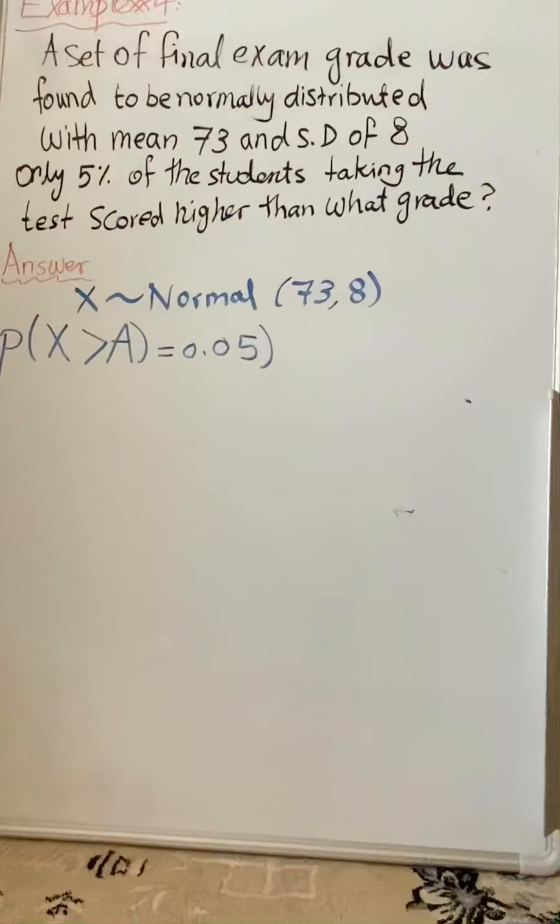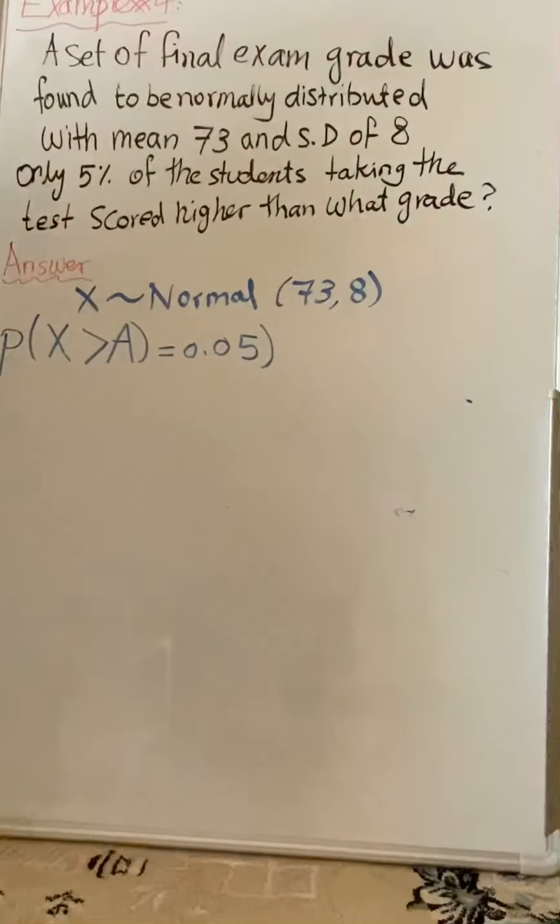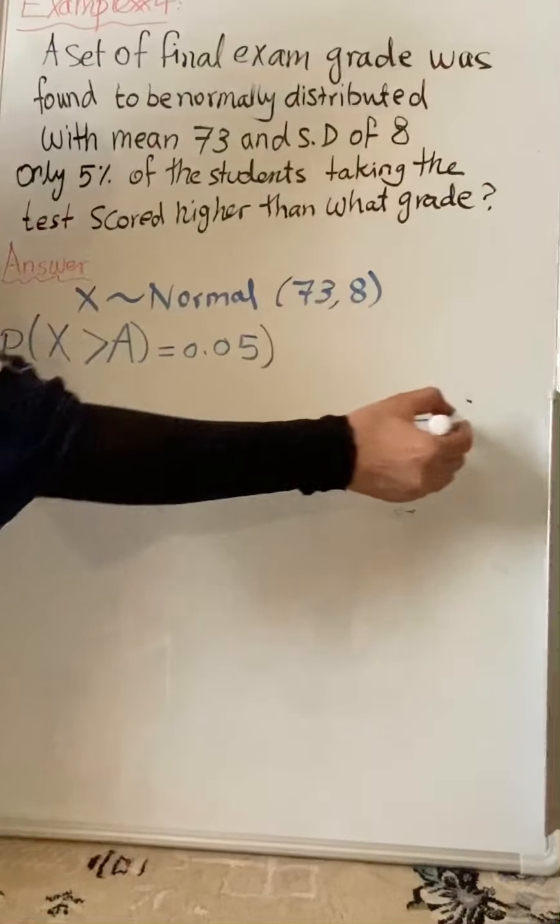Previous example, we have a set of final exam grades found to be normally distributed with mean 73 and standard deviation of 8. Only 5% of the students taking the test score higher than what grade? So if we say that our X is normally distributed with mean 73 and standard deviation of 8, it means our X has a shape of normal curve.